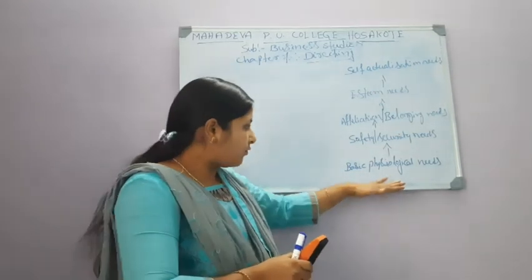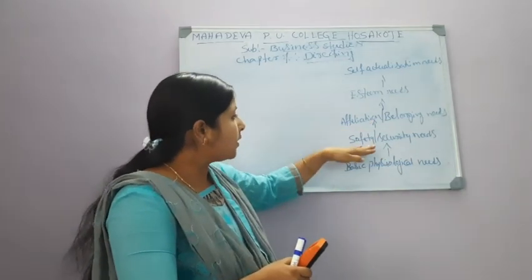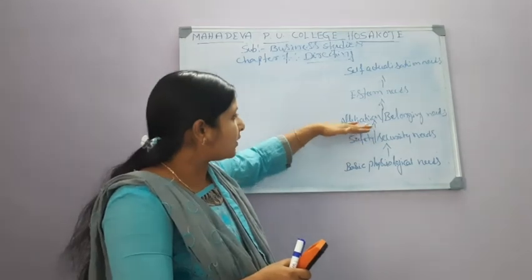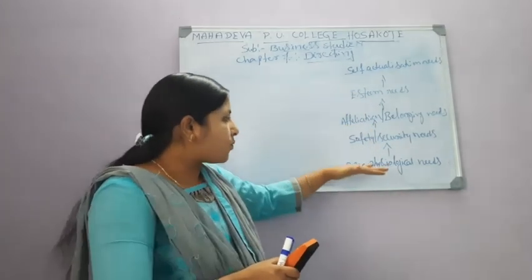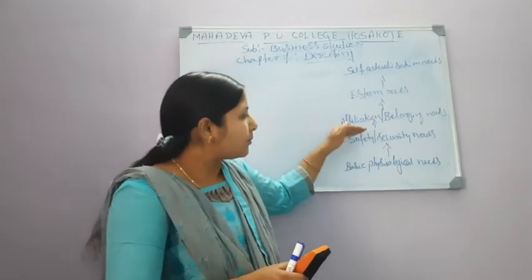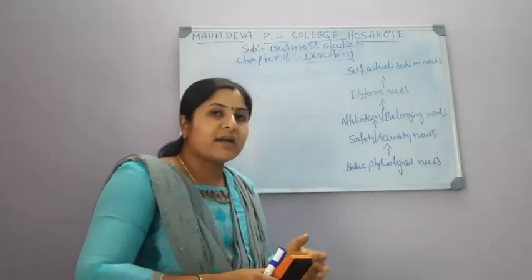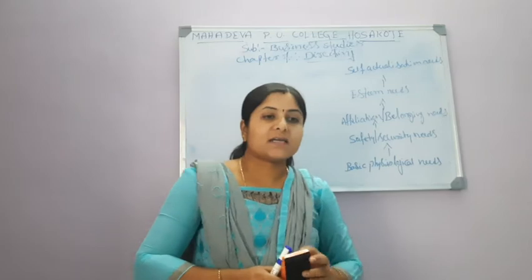So the first one is the basic needs. When these are fulfilled, you can move to another one. Then after fulfilling this, you can move to another one like that. When one lower level need is fulfilled, it can move to another need, and we try to satisfy this. So this is Maslow's hierarchy of needs theory.